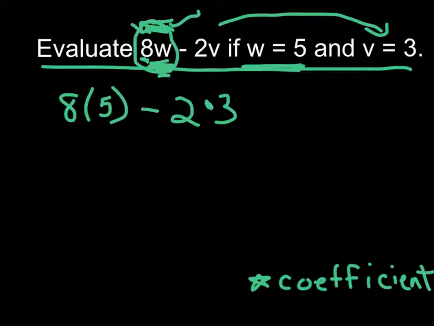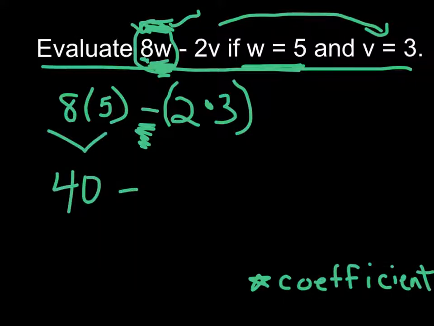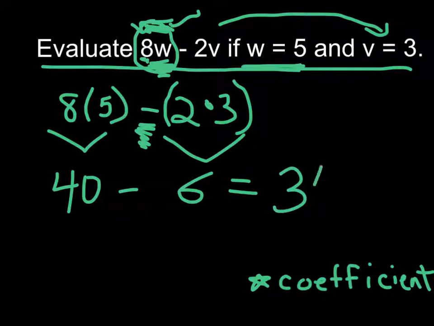It's just like that. Now, I remember from my order of operations that I'm always going to do my multiplying before I do my subtraction or adding here. So if I want to solve this, I'm going to take 8 times 5 is 40, and that's minus, and let's see, 2 times 3 is 6. And so now it just becomes a simple subtraction problem, and I know that that's going to be 34.